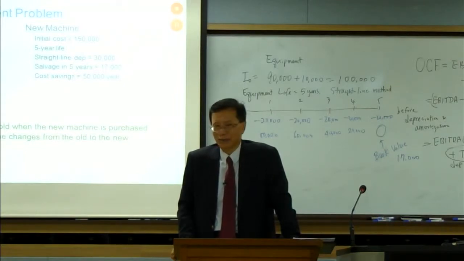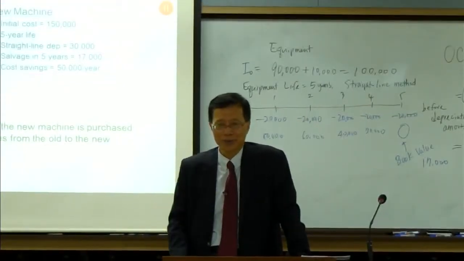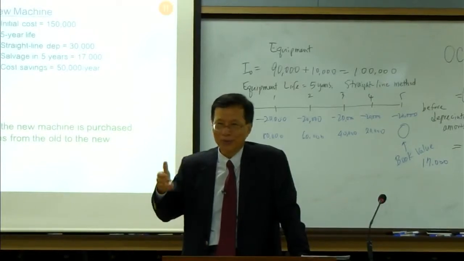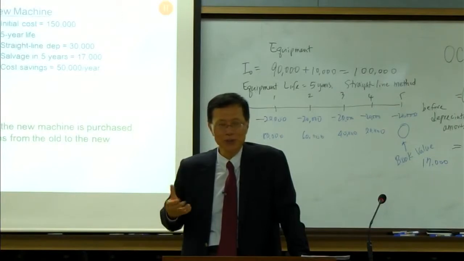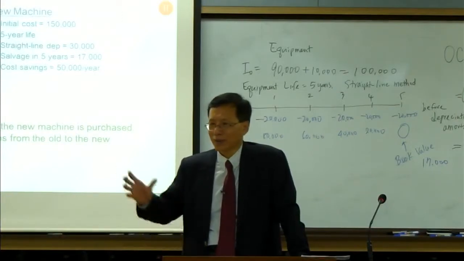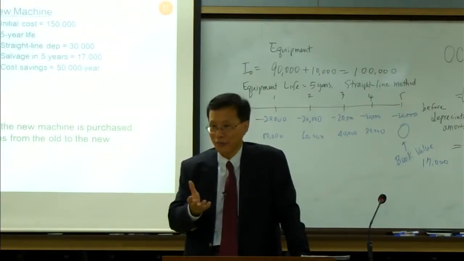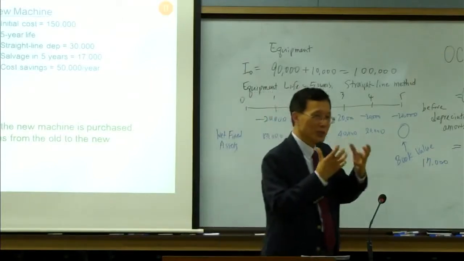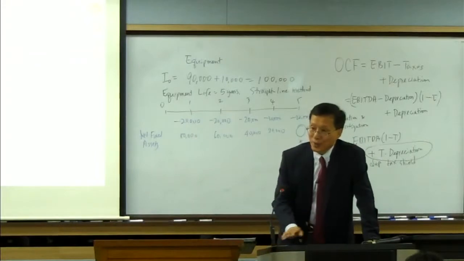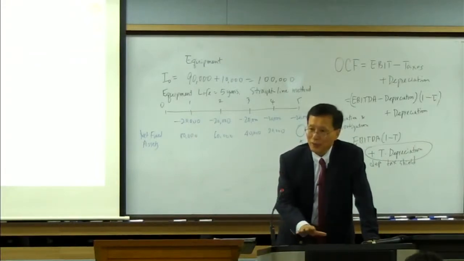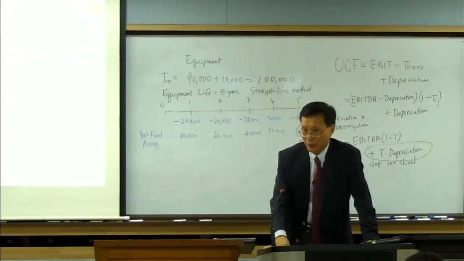Like, you have an equipment which is sort of old and obsolete. It's costly to operate. You buy a new machine to replace it to save operating cost. This one is fairly well explained in your textbook.